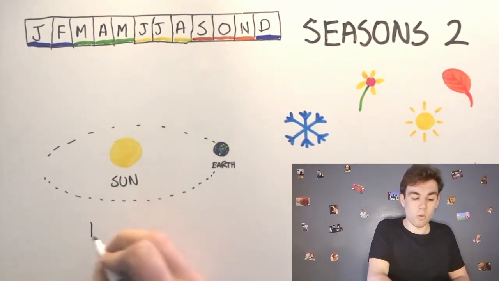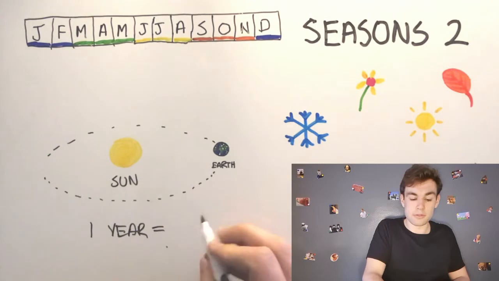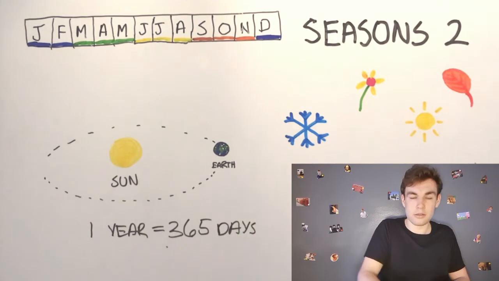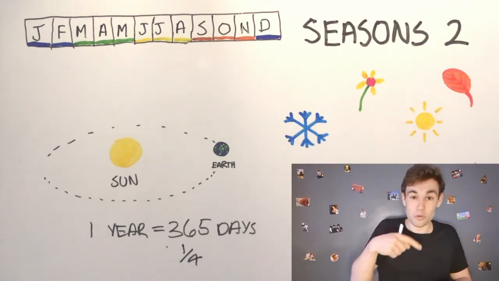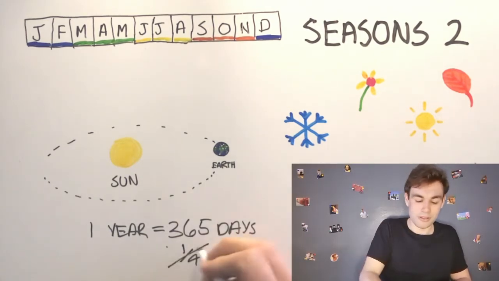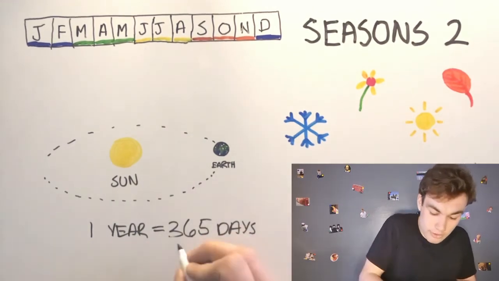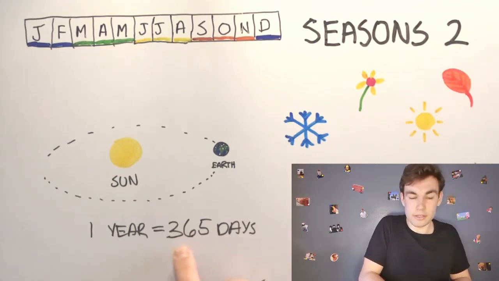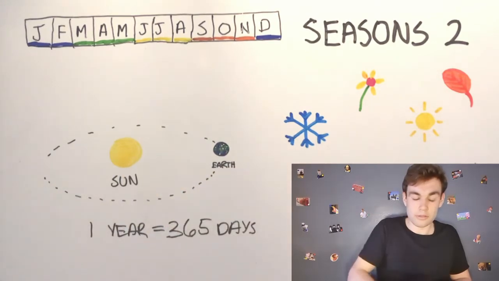It takes 1 year. And 1 year is equal to 365 days. Well, it actually takes 365 days and 1 quarter. But for now, we will forget about this quarter. So it takes 365 days for the Earth to orbit the sun once.